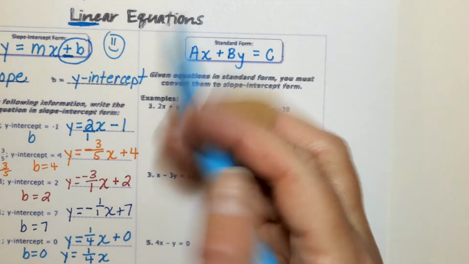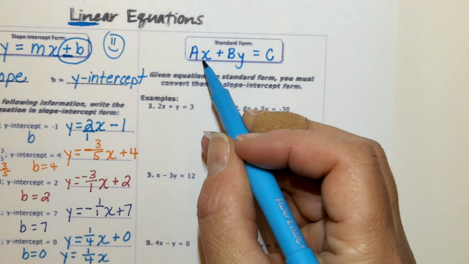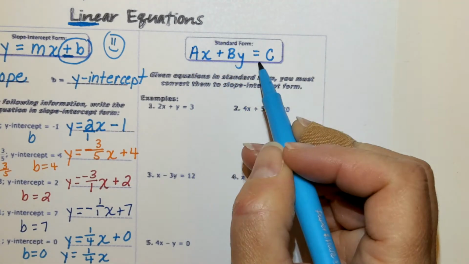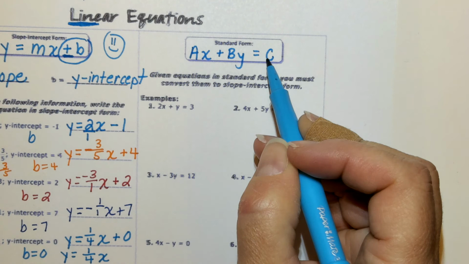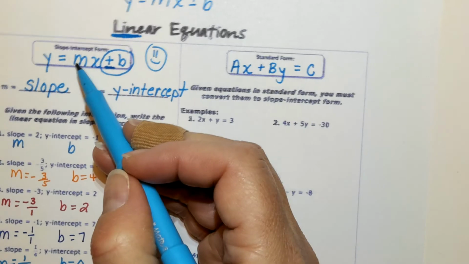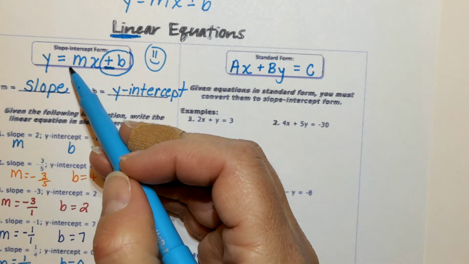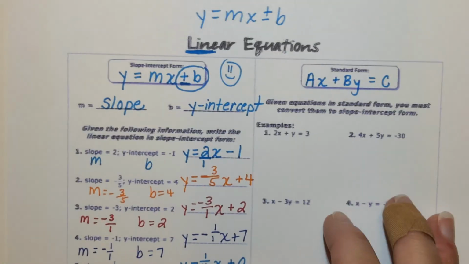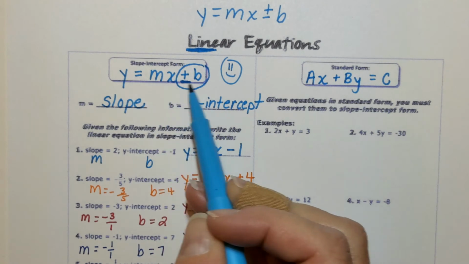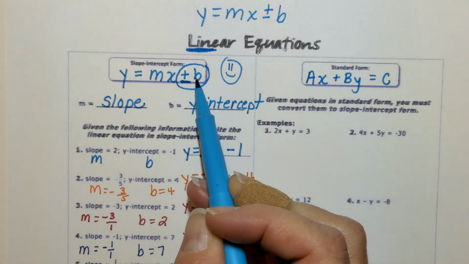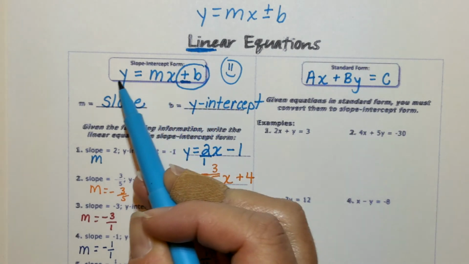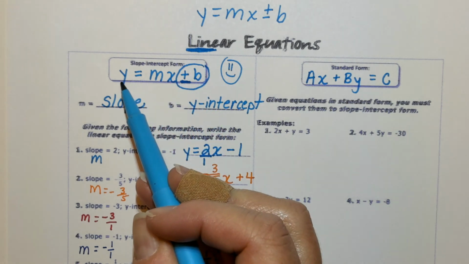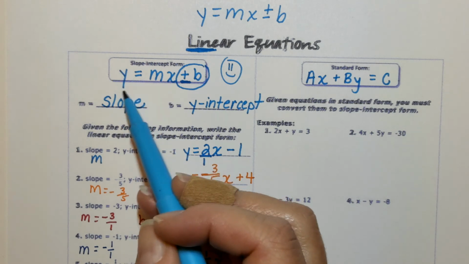Here we go. Standard form is ax plus by equals c. So this is called standard form. It's still a linear equation. There's still our x and our y. And what you can do is manipulate this equation to become slope-intercept form. And that's what we're going to do.